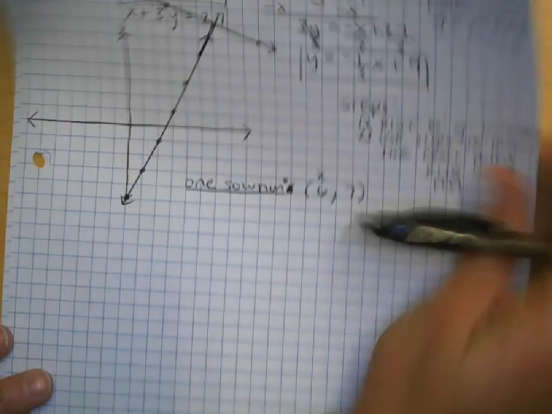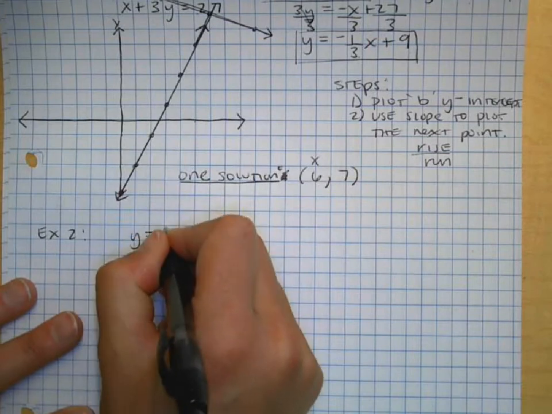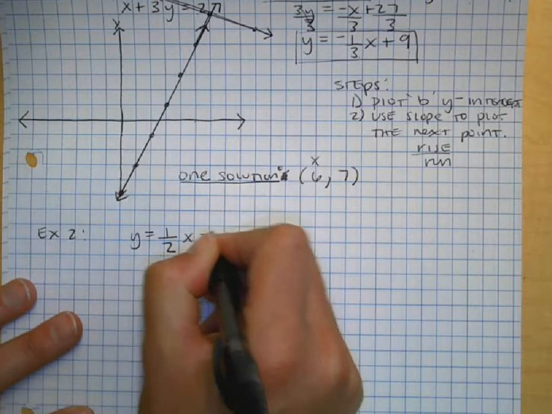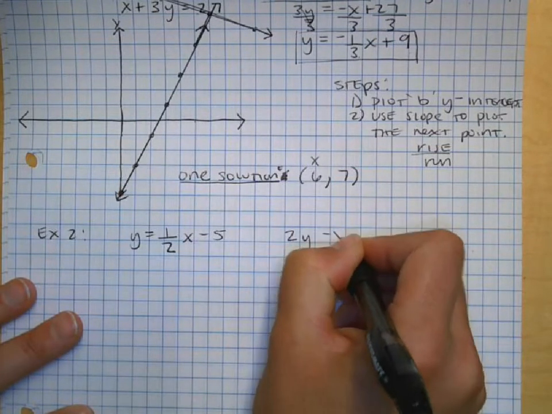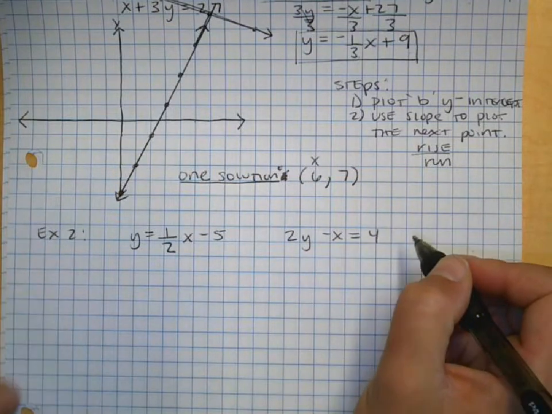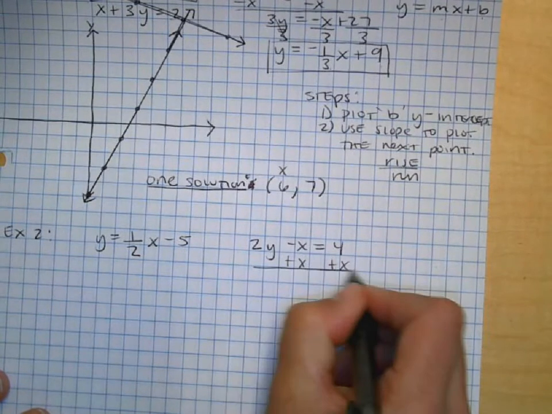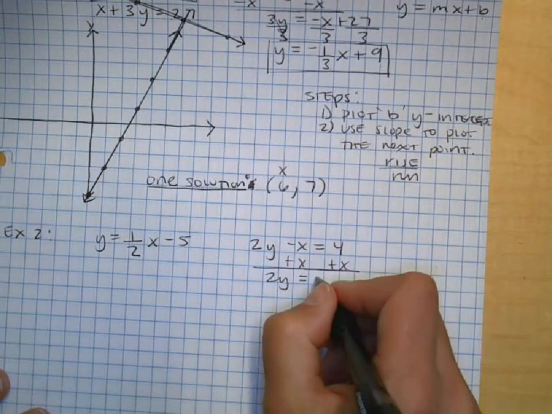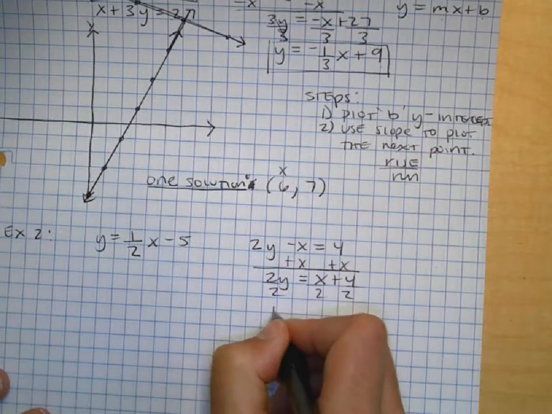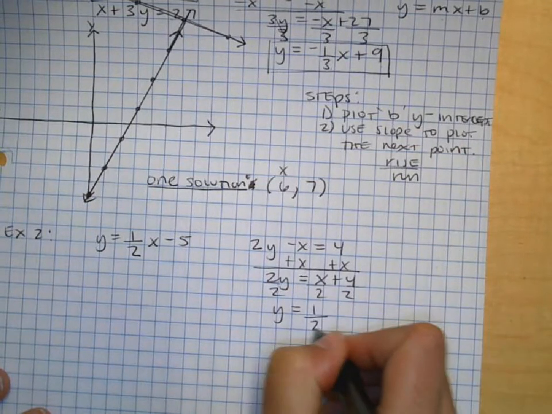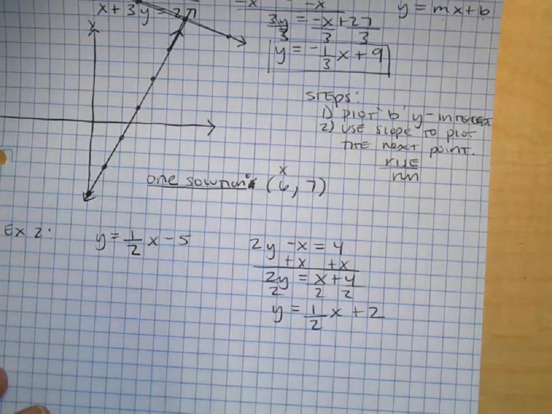Okay, let's go to our next example. So for our example number 2, our equation is y equals 1/2 x minus 5. And our other equation that we are going to have to solve and put into y equals mx plus b form is 2y minus x equals 4. So let's go ahead and get this in y equals mx plus b form by adding x to both sides. And now I get x plus 4. Now we're going to divide by 2. And now I get y equals, again, make this a fraction, 1/2. It makes it easier to define rise over run. Plus 2. 4 divided by 2 is 2.